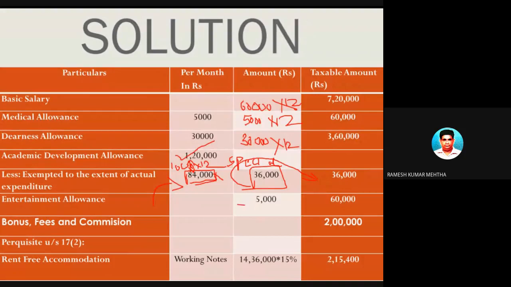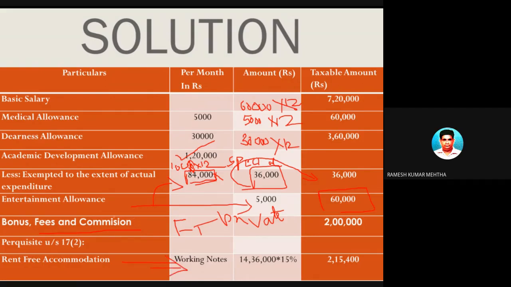Now entertainment allowance: in case of a private employee, I told you the rule is that entertainment allowance is fully taxable. So entertainment allowance is 5,000 per month into 12 months, 60,000. Now bonus, fees and commission, I already told you, are fully taxable, and the whole 2 lakh rupees which he is getting is also fully taxable.